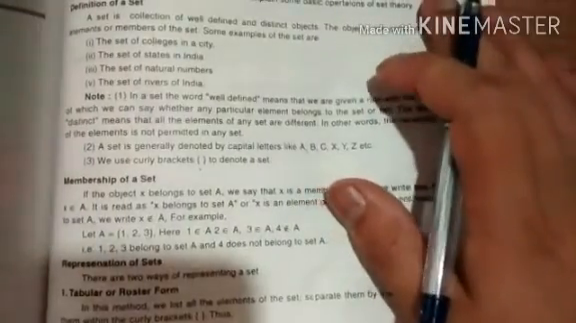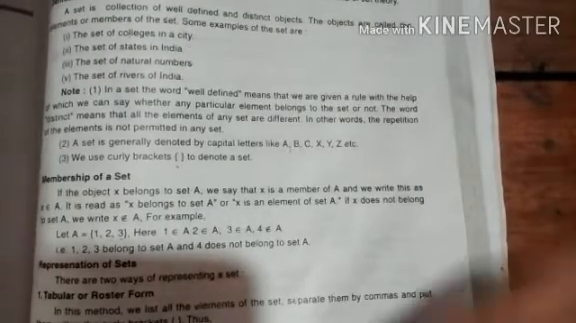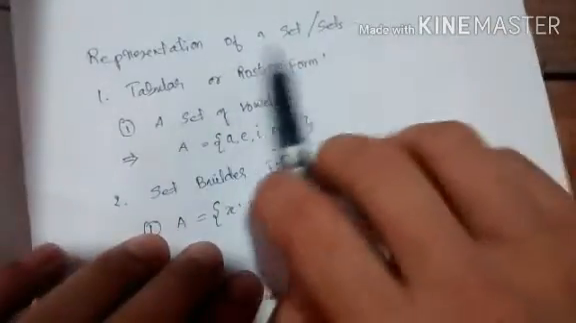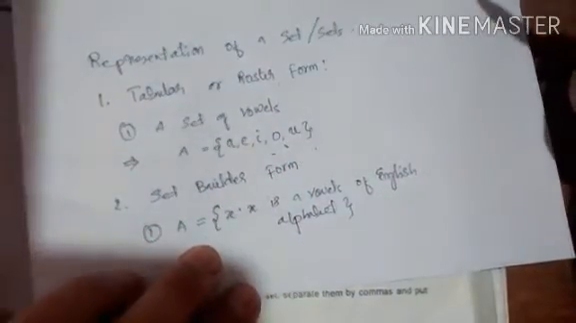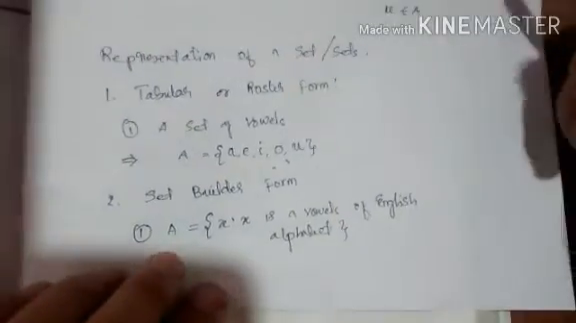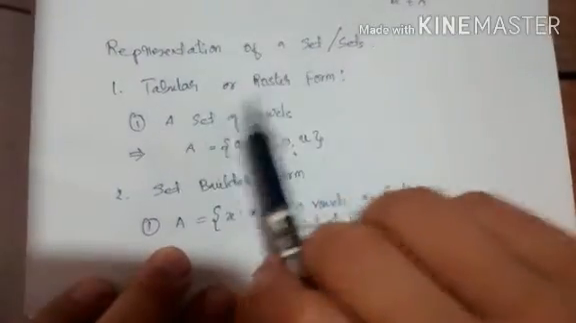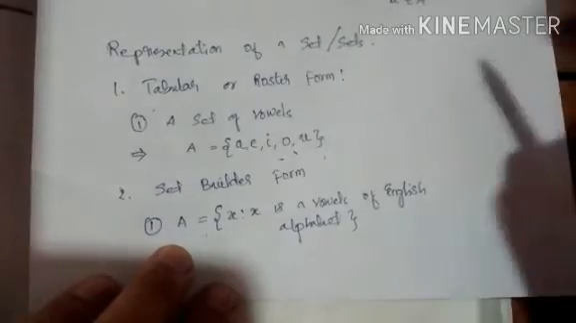Okay, so the next is the representation. Now, how do we represent a set, or in one way, how do we express it? There are basically 3 ways. One is the tabular, one is the set builder, and the other one is the descriptive method. So representation of a set: a set is represented in 3 different ways. One is the tabular or the roster form, or the roster method.